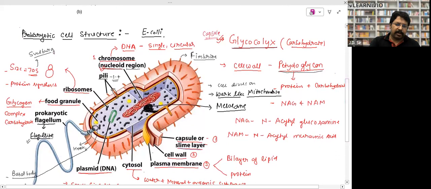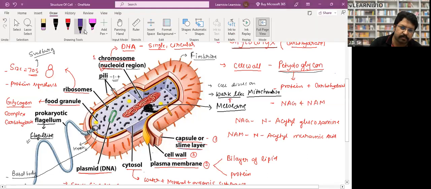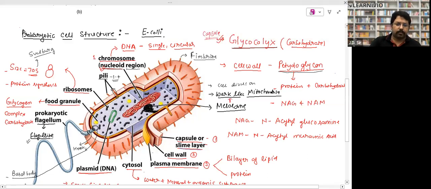Then bacteria have a chromosome. The chromosome remains attached to a structure. That structure is an outgrowth of the plasma membrane, and this structure is called mesosome. Mesosome works like mitochondria. We have already discussed that. What is the function of mesosomes? Mesosome works like mitochondria. It helps in respiration. And there are some ribosomes. We know that ribosomes are meant for protein production. The size of ribosome is 70S. Then there are some food granules, that is glycogen. Glycogen is a type of complex carbohydrate.